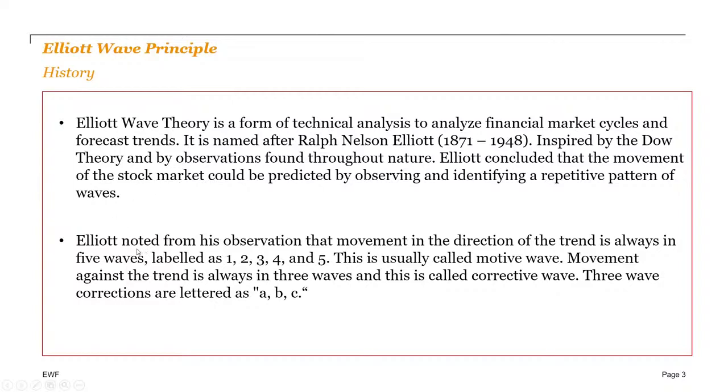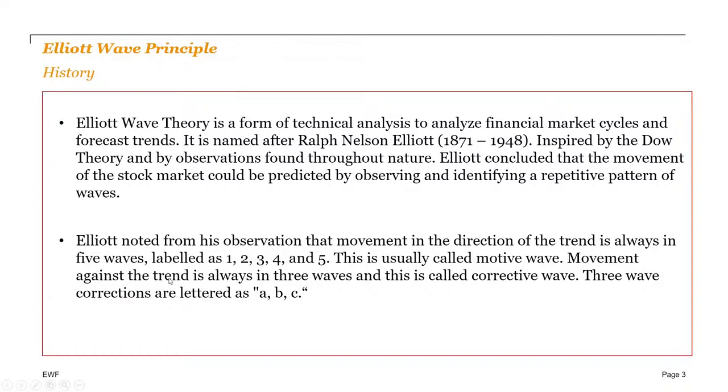Very simply, Elliott noted from his observation that movement in the direction of the trend is always in 5 waves. If it is with the trend, it is always in 5 waves, labeled 1, 2, 3, 4, 5. This is usually called a motive wave. Movement with the trend is called motive waves, and usually it's 5 waves.